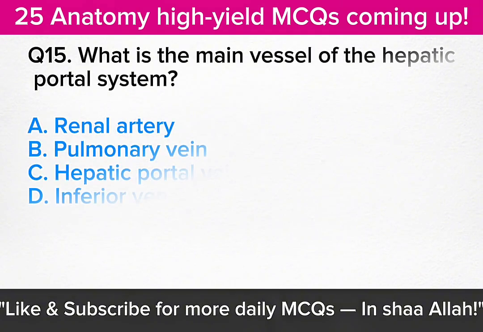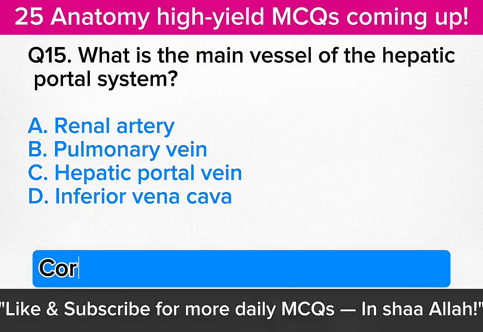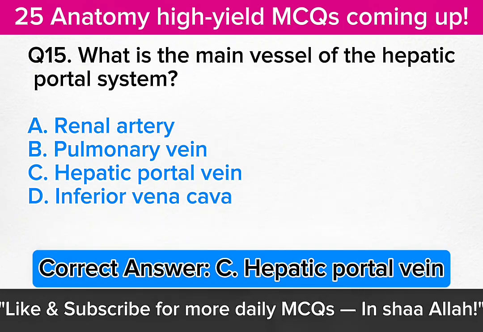Q15. What is the main vessel of the hepatic portal system? A. Renal artery. B. Pulmonary vein. C. Hepatic portal vein. D. Inferior vena cava. Correct answer: C. Hepatic portal vein.